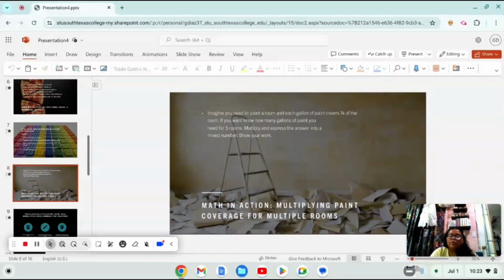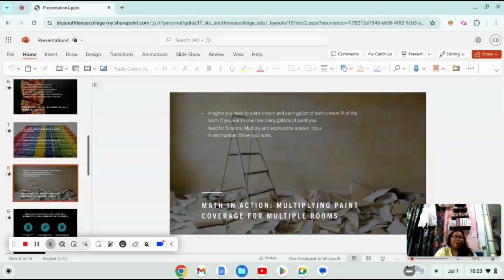Math in action: multiplying paint coverage for multiple rooms. Imagine you need to paint a room and each gallon of paint covers 3/4 of the room. If you want to know how many gallons of paint you need for 5 rooms, multiply and express the answer as a mixed number. Show your work.